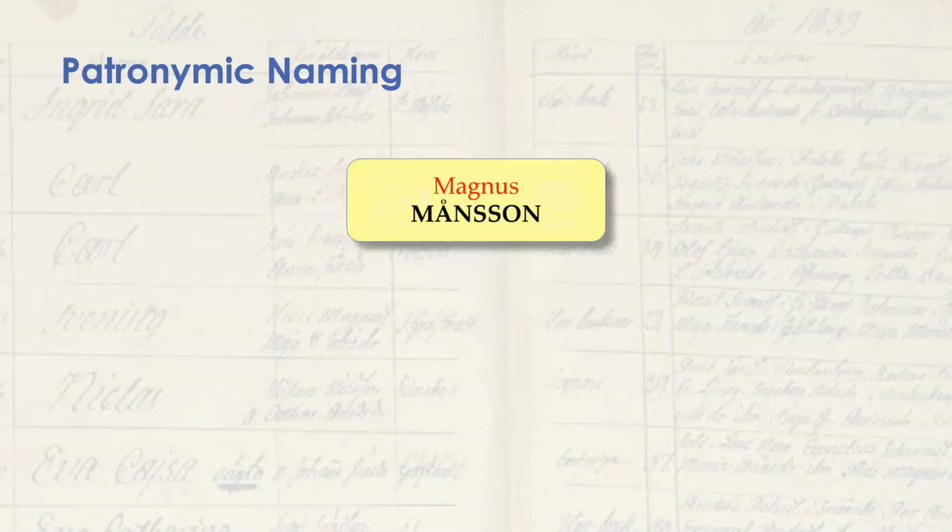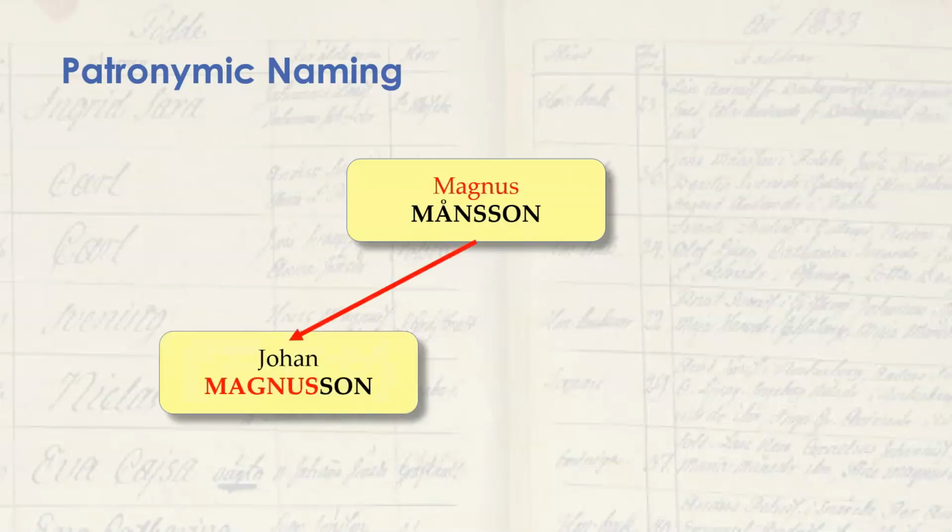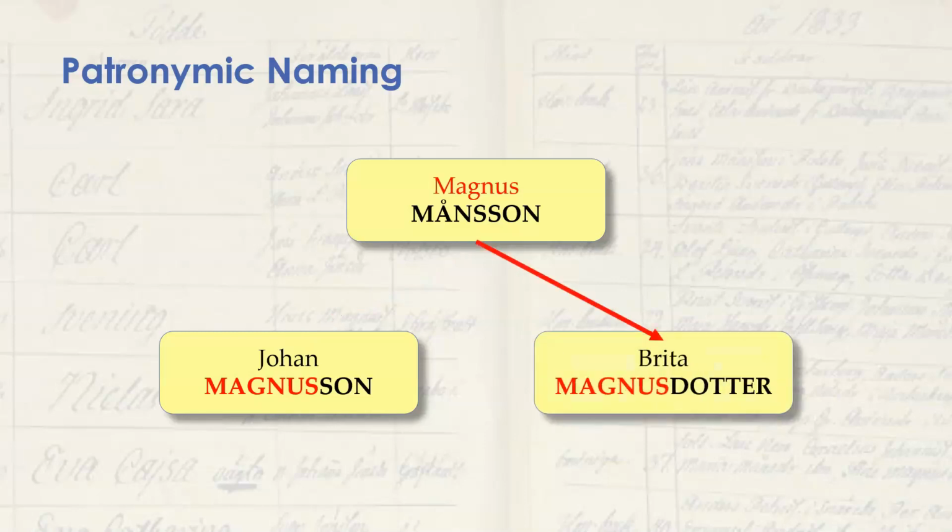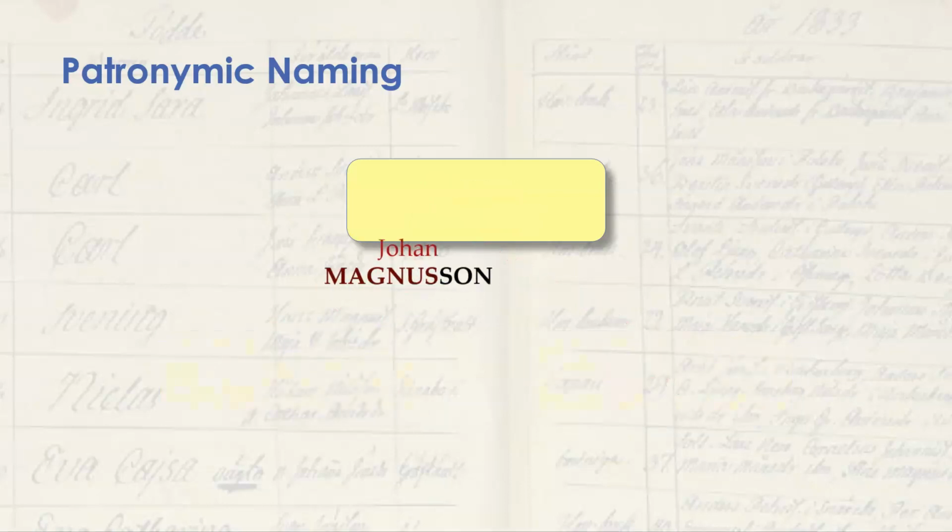So let's see some examples of how the patronymic system works. If, for example, Magnus Munson were to have a son Johan, he would be given the surname Magnusson, meaning he is Johan, son of Magnus. If he were to have a daughter Britta, she would be known as Britta Magnusdotter, meaning she is Britta, daughter of Magnus. Now let's take a look at what would happen if Johan had children.